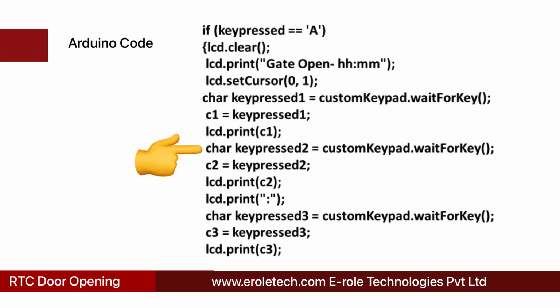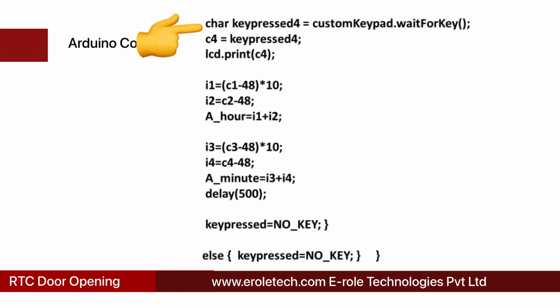char keyPressed2 = customKeypad.waitForKey. This function will wait for any key to be pressed and store its value in variable C2. char keyPressed3 = customKeypad.waitForKey. This function will wait for any key to be pressed and store its value in variable C3. char keyPressed4 = customKeypad.waitForKey. This function will wait for any key to be pressed and store its value in variable C4.